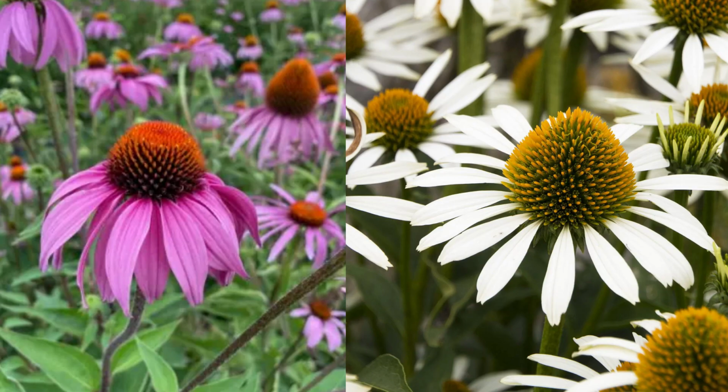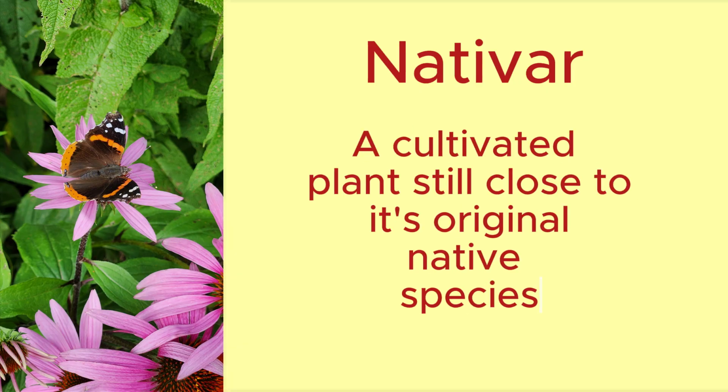So this is called a cultivar. Because it's a cultivar of a native plant that's fairly close to the original native plant, we sometimes call this a nativar. It's just a fancy term for a cultivar that's similar to its original native form. So nativars are becoming really popular, but it's a gray area.